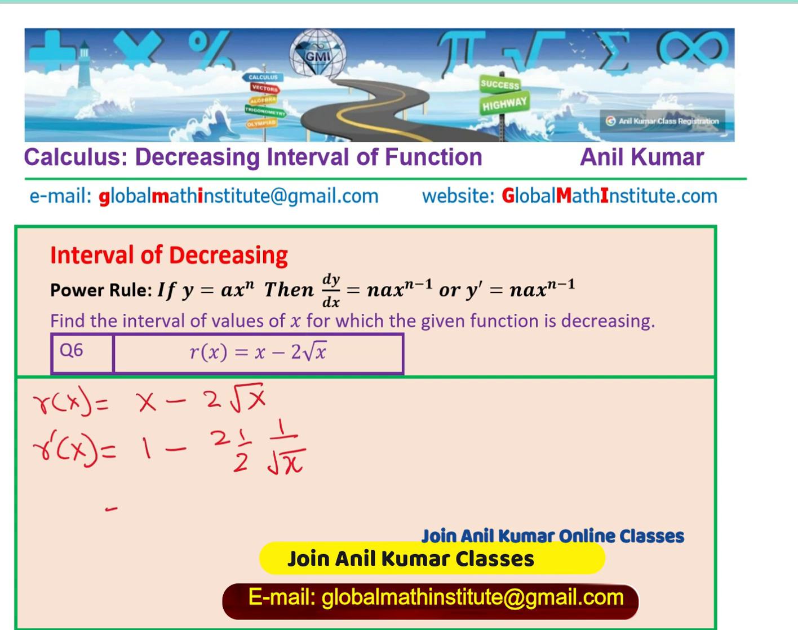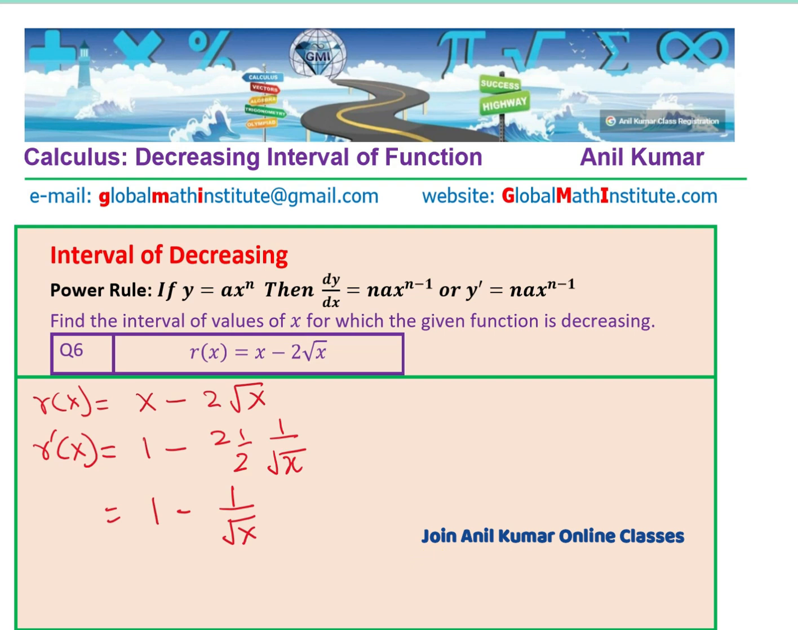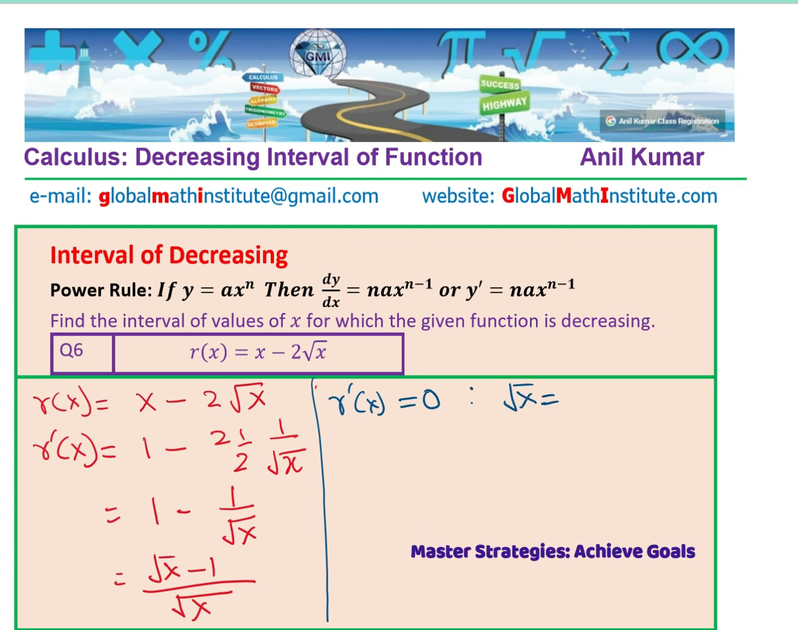Okay. So that gives you 1 minus 1 over square root x, right? So that becomes the derivative. If you want, you could write this as square root x minus 1 over square root x, taking common denominator, right? Now, it is easy to see the critical numbers. So f prime of x is equal to 0 when square root x equals 1, which implies x equals 1, and the derivative does not exist when square root of x equals 0, or x equals 0, correct?